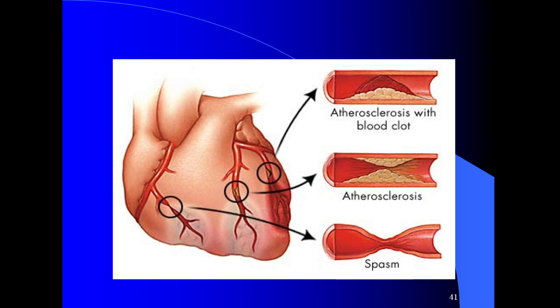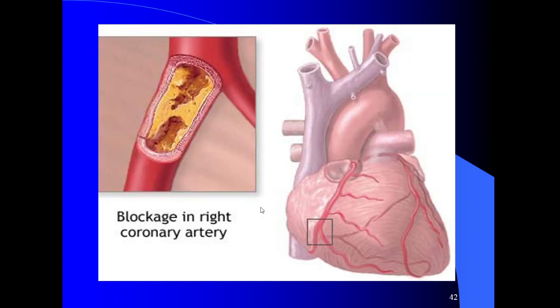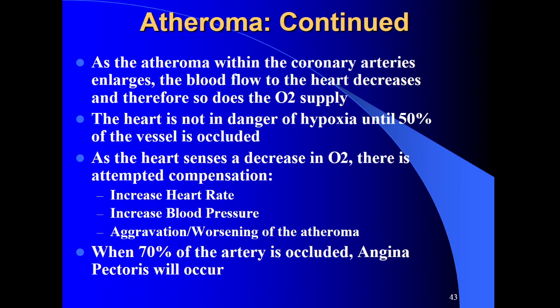And so it happens that the atherosclerotic process, atherosclerosis with blood clot, and spasm of vessels are also present as a type of ischemic heart disease. Of course, the main problem is ischemia of the left ventricle, the main muscle of the heart, which does the pumping function. Here you can see blockage of the right coronary artery due to the atherosclerotic process.